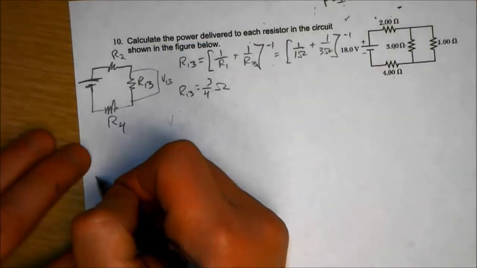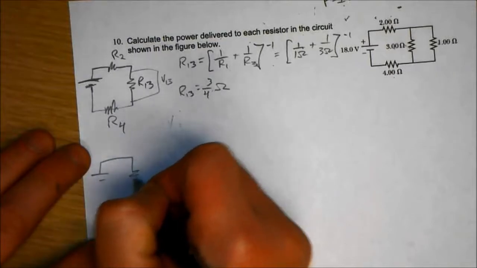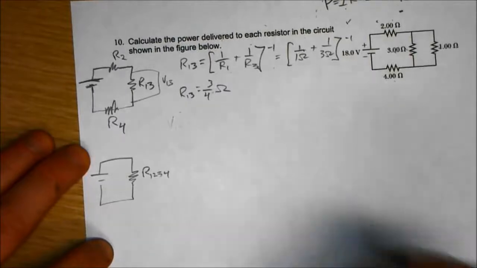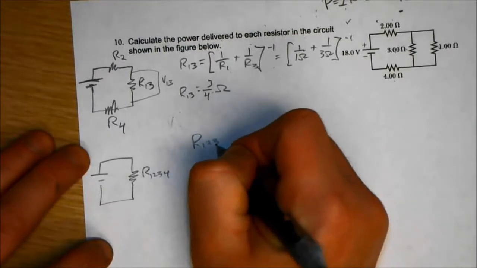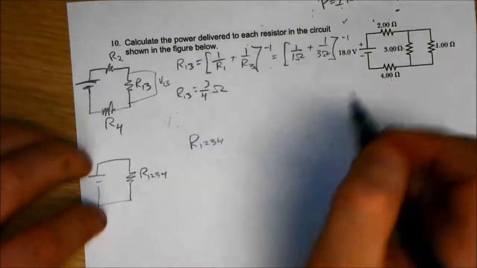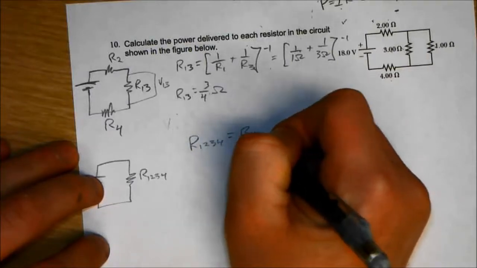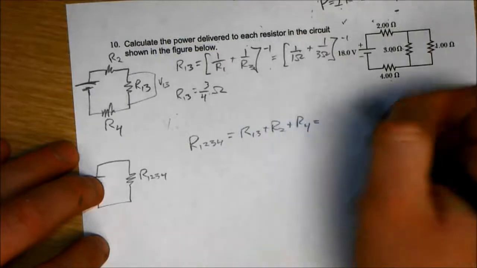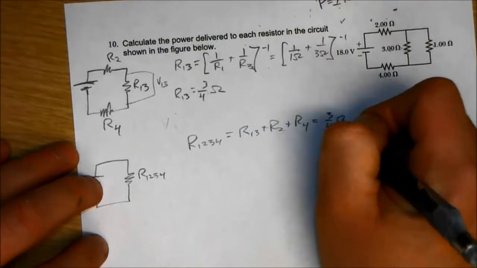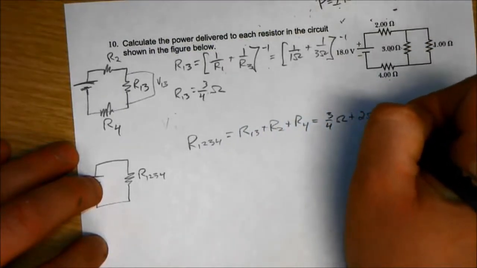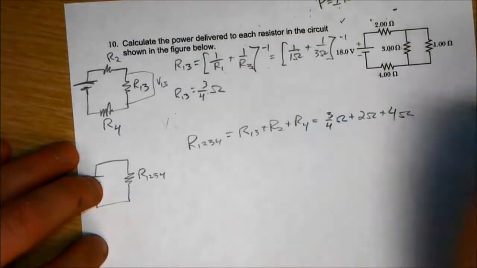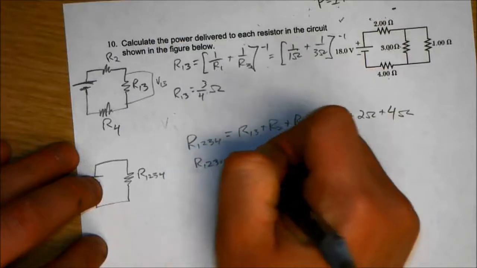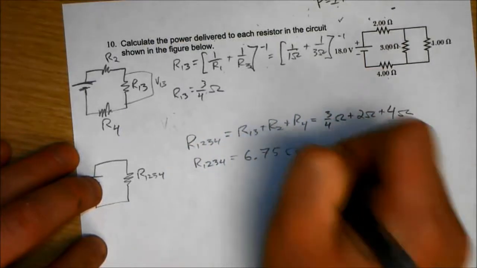Okay, so let's condense all of these down to R1234. These three are now in series, so I can just add them, R13 plus R2 plus R4. So that equals 3/4 ohms plus 2 ohms plus 4 ohms, so that's 6 3/4. So R1234 is equal to 6.75 ohms.